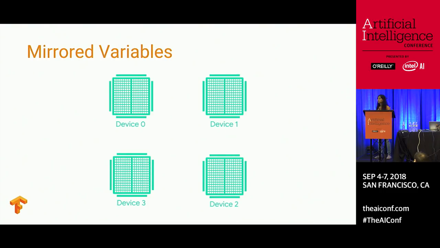As I mentioned before, mirrored strategy mirrors the variables across the different devices. So let's say you have a variable A in your model. It'll be replicated as A0, A1, A2, and A3 across the 4 different devices. And together, these 4 variables conceptually form a single variable called a mirrored variable. These variables are kept in sync by applying identical updates.